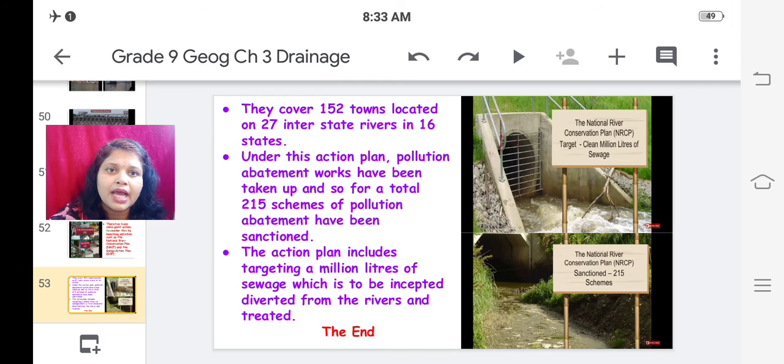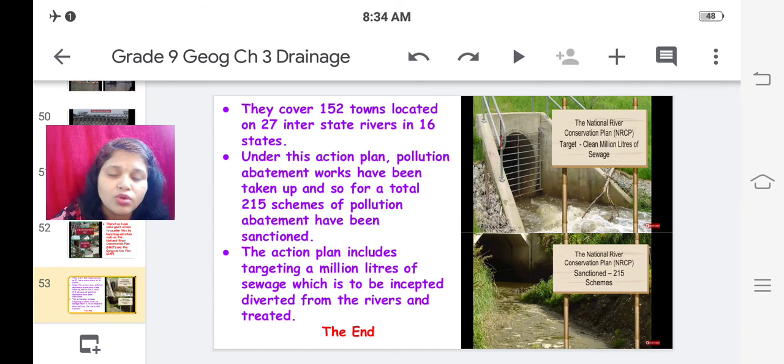Under this action plan, pollution abatement works have been taken up. Abatement means reduction, reducing pollution, and for this a total of 215 schemes of pollution abatement have been sanctioned. The action plan includes targeting 1 million liters of sewage to be intercepted, diverted from the rivers and treated. So what these plans do is take out the sewage, the dirt, the garbage which we are dumping very easily in the rivers.